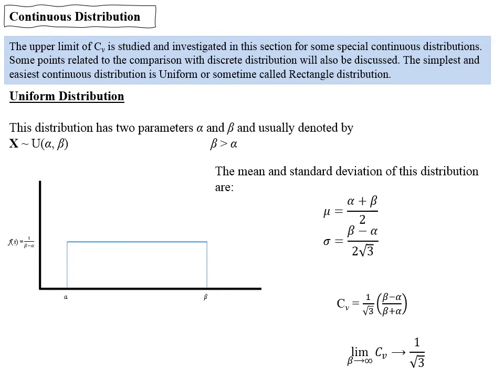I'm not going to show those here, they come through some basics of integration. Then the coefficient of variation is obviously equal to the ratio between these two, which is equal to this. Then the parameter of my distribution in this case is beta, and if I take beta to infinity and take the limit properly, using L'Hopital's rule, then this approaches 1 over root 3, so it has got an upper limit.